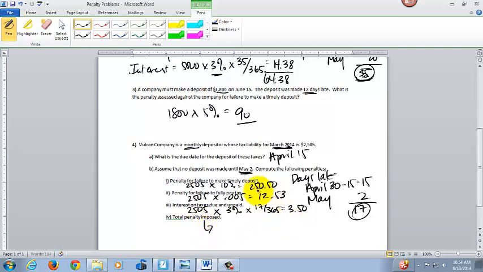So my total, if I add all three of these up, 2,505.10 plus 125.26 plus 35.00, I should end up with a total of 2,665.36. And that's how you do penalties.